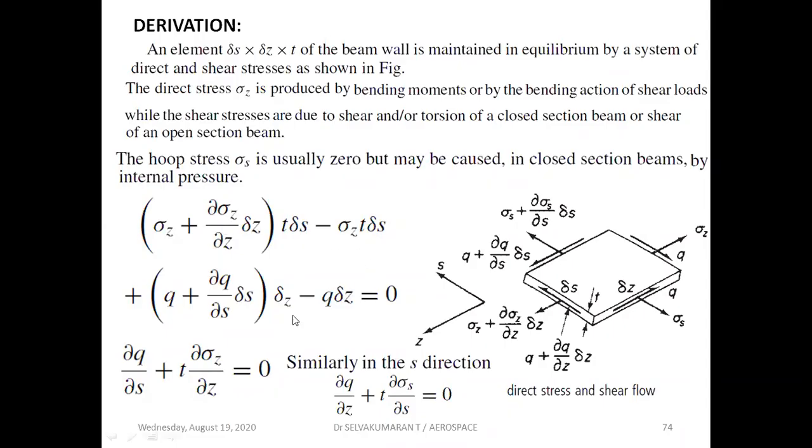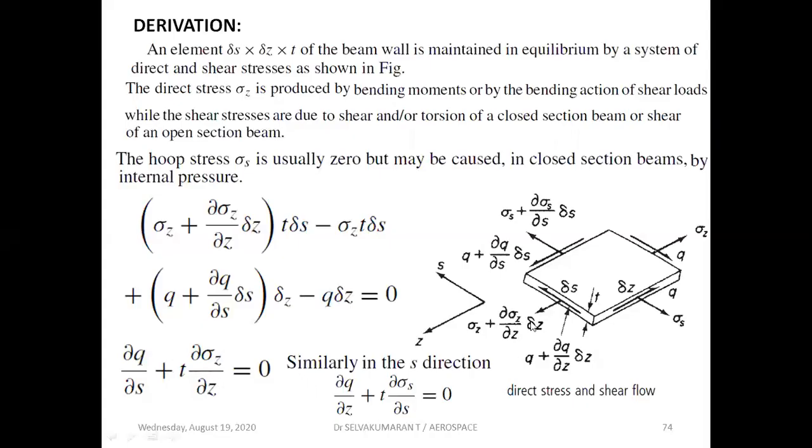And here, dou q by dou s has delta s and delta z, and the other term also has delta s and delta z, with 0 on the right-hand side. So dou q by dou s plus t into dou sigma z by dou z is equal to 0. This is the equation. Similarly, if you solve in the s direction, just replace s by z and z by s and write down the equation; no need to solve and show it. This is the relationship between the direct stress due to bending and the shear flow for this small element.